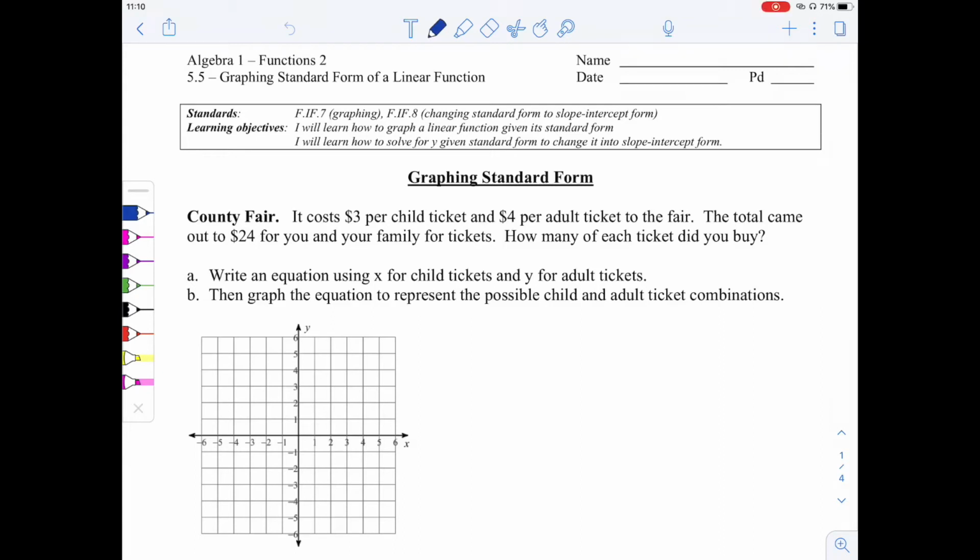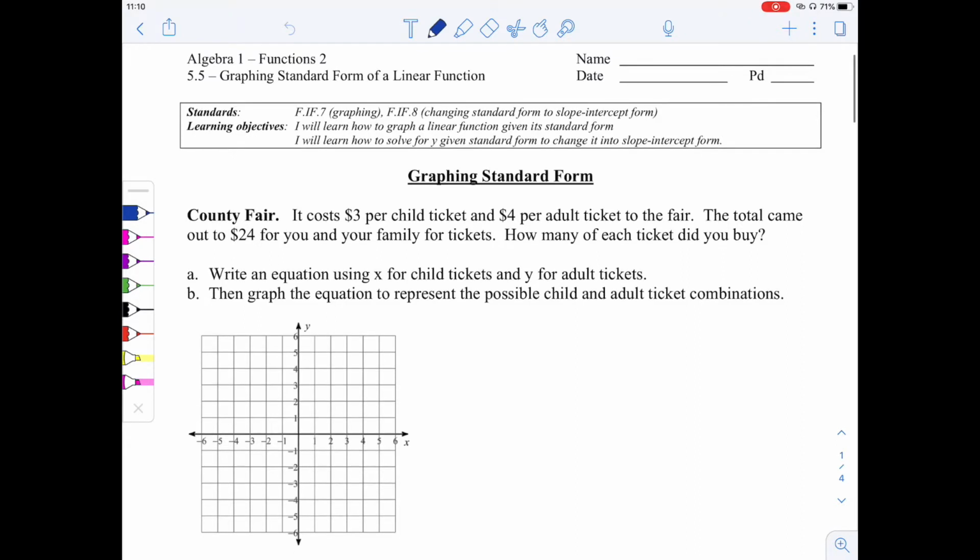Welcome. Okay, next lesson, 5.5, graphing standard form of a linear function. So we're going to do graphing, and changing standard form to slope-intercept form. Those two things we're going to focus on. We're going to graph a linear function given its standard form and be able to solve for y given standard form. We want to change it into slope-intercept form, and that's the goal.